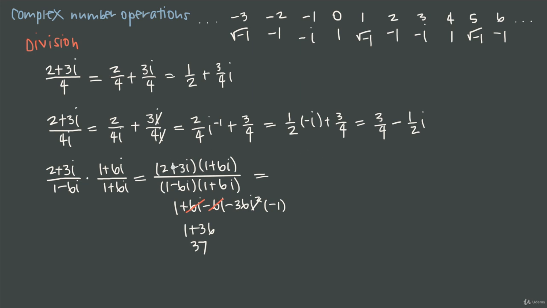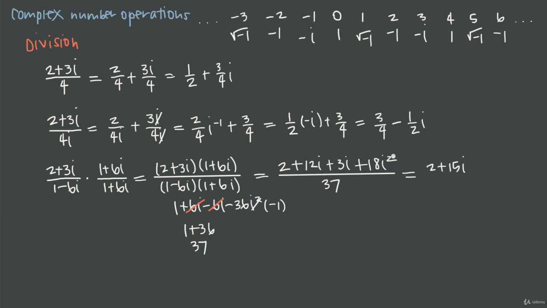So when we FOIL out the numerator, we're going to get 2 times 1 is 2. 2 times 6i is 12i. 3i times 1 is 3i, and 3i times 6i is 18i squared, and we know already from working on the denominator that we're going to end up with a positive 37 in the denominator. And then we can simplify further here and say 12i plus 3i is 15i, so 2 plus 15i.